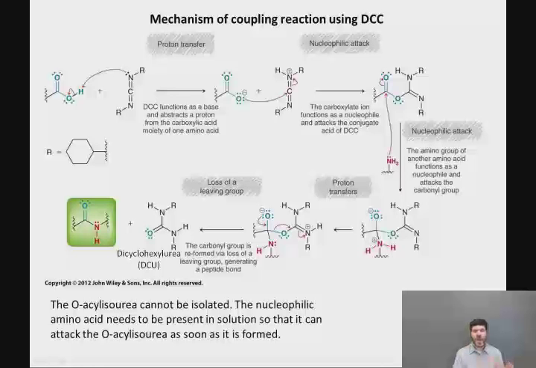Okay, so note that the O-acyl isourea cannot be isolated. The nucleophilic amine needs to be present in solution so it can attack the O-acyl isourea as soon as it's formed. So from a practical perspective, you have to have present both the blue amino acid that is reacting with the DCC, and the red amino acid that's doing the attacking. As we will see in the next video, this still presents a regiochemistry problem if both of them are present at the same time. So we're going to have to get around that problem, and you'll see how we do it in the next lesson.